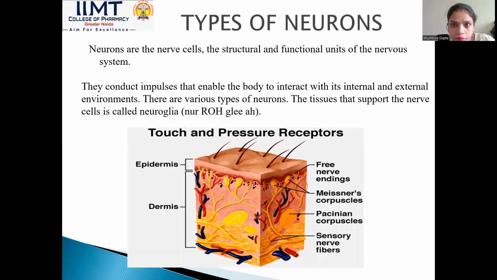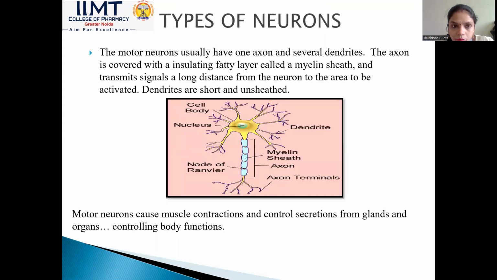Now, for further studying the nervous system, we should first know what neurons are. Neurons are the nerve cells, which are the structural and functional unit of the nervous system. They conduct impulses from the body to interact with the internal and the external environment. There are various types of neurons, and the tissues which support these neurons are known as neuroglia.